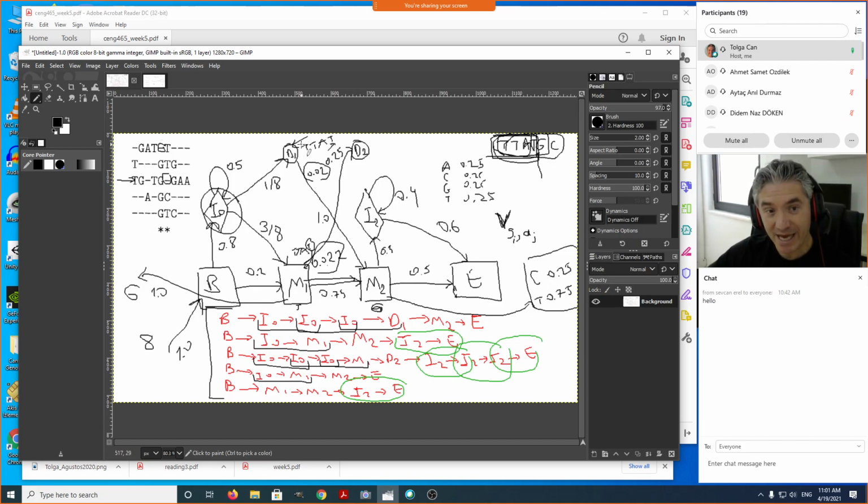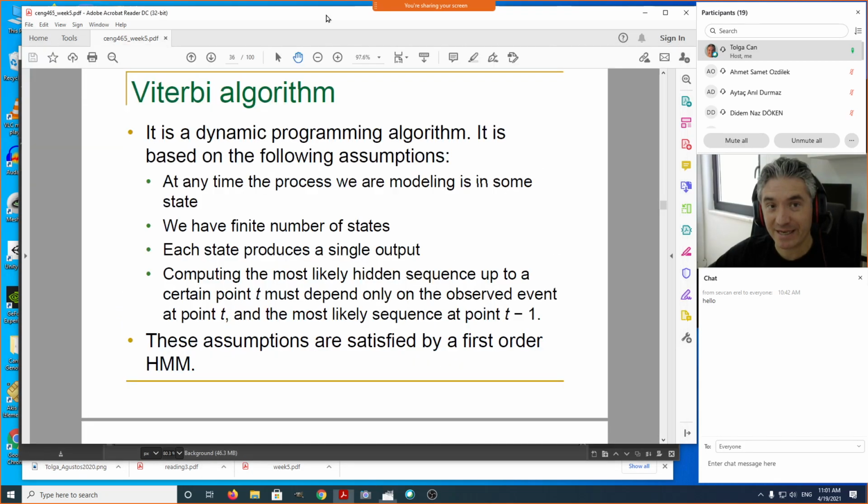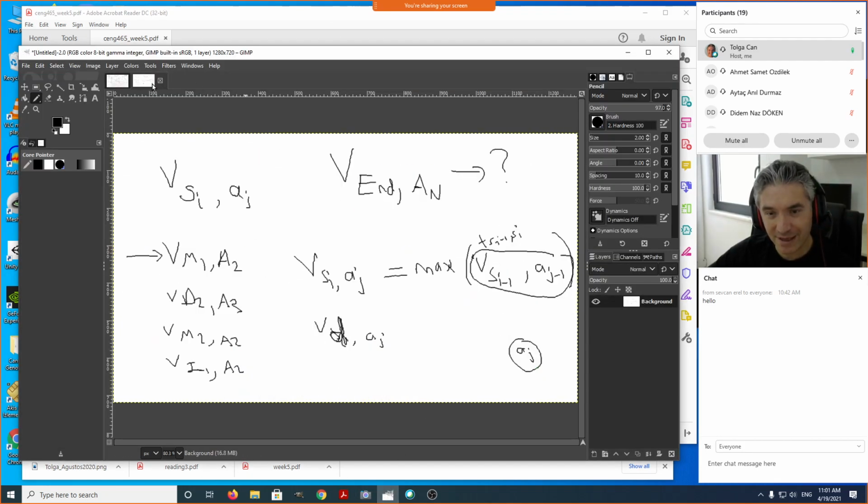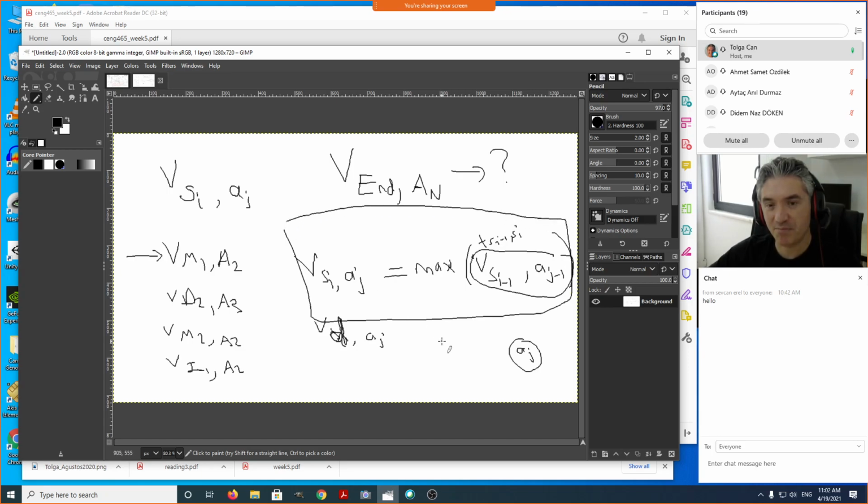So this T has to be observed in the previous state. That is what it means: the subscript j, Aj, doesn't go to Aj minus 1 if this was a delete state that I'm talking about. These are small but important things. In general, the Viterbi algorithm is exactly this. The dynamic programming recurrence relation is this simple equation.